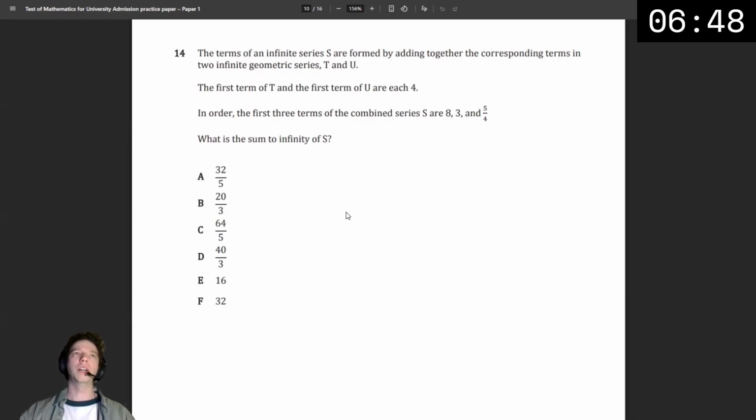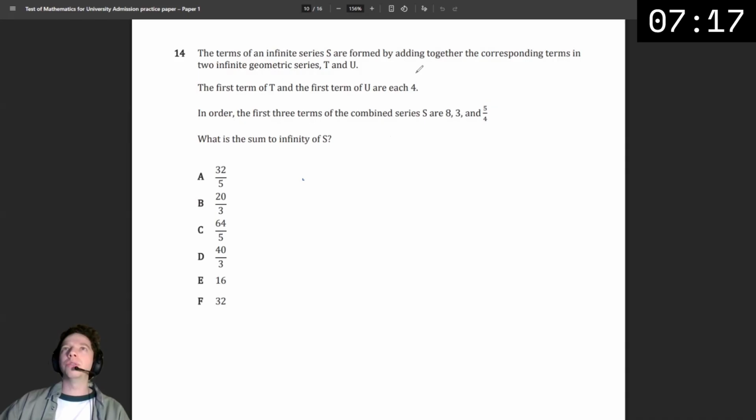Well, first of all, all you know in A level about sum to infinity, anything that converges, would be for geometric series, right? Which T and U are, and S is the sum of them. So it seems logical that the sum of S to infinity is equal to the sum of T to infinity plus the sum of U to infinity, i.e. we'll find T and U separately and sum up the answers.